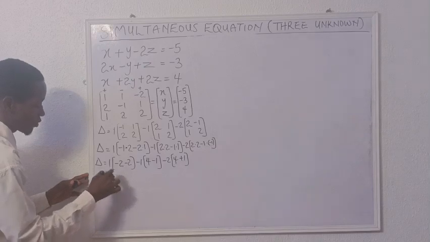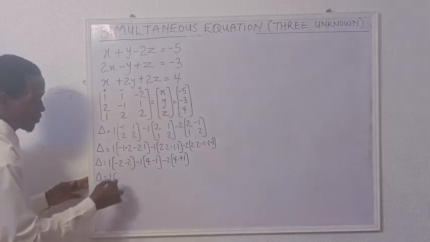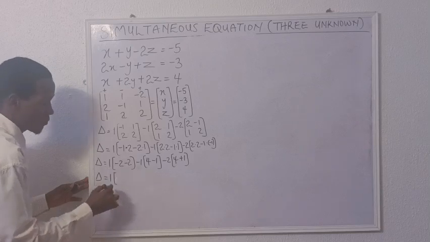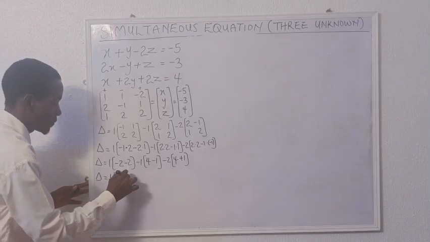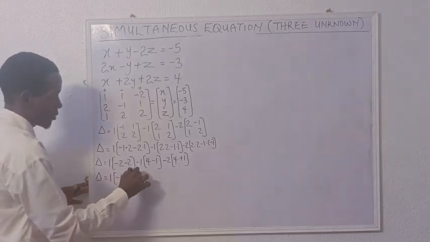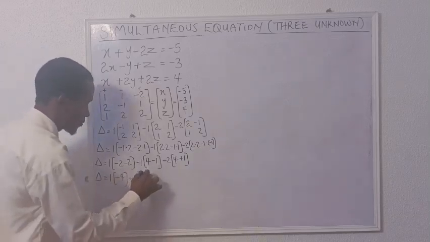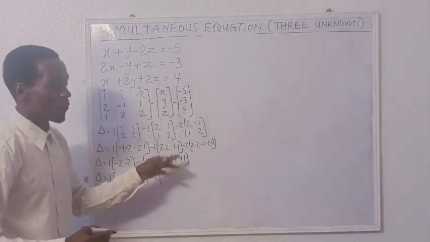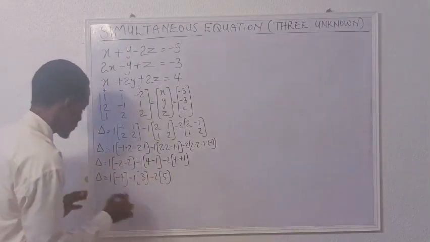As I continue, this is going to give me 1 bracket minus 2 times minus 2. Sorry, let me use my normal bracket. Minus 2 minus 2 is going to give me minus 4. Minus 1. 4 minus 1 is going to give me 3. Minus 2. 4 plus 1 is going to give me also 5.